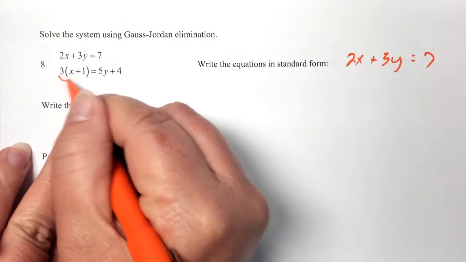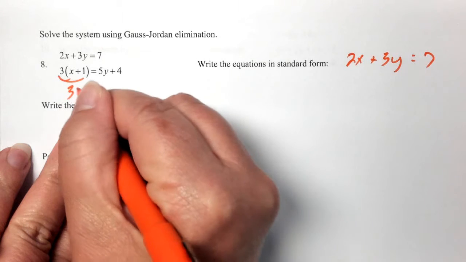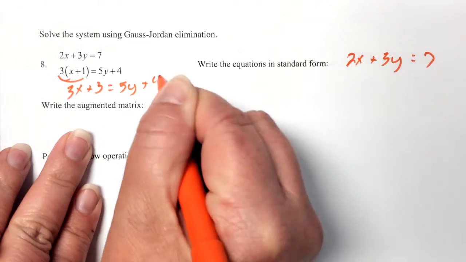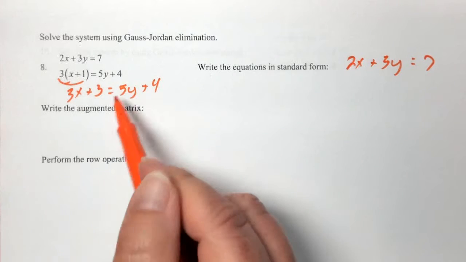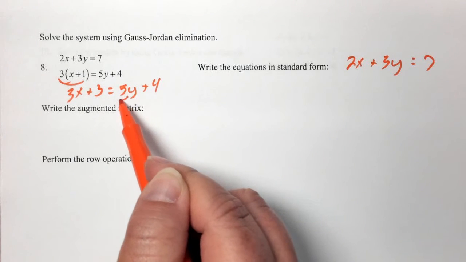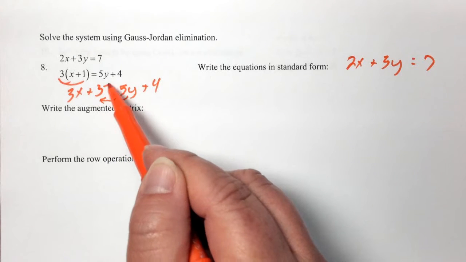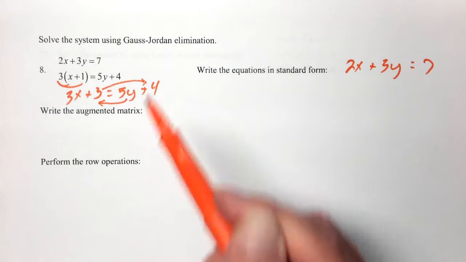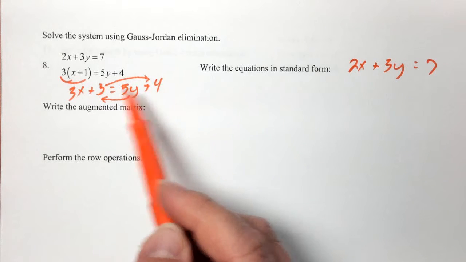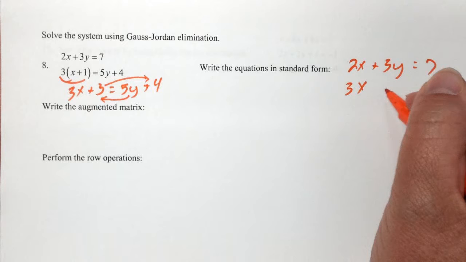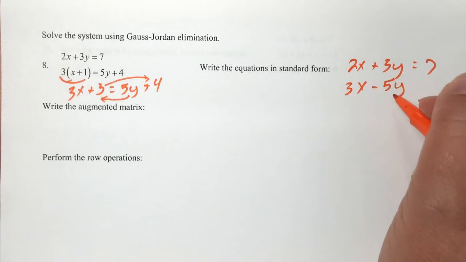Bottom equation, when I distribute the 3, 3x plus 3 equals 5y plus 4. Okay, the issue we have here is our y's are on the wrong side, so I need to bring those y's over. They'll become negative when I bring it over. And that 3's on the wrong side. It needs to move over to the right, so I have to subtract 3 on both sides so that it can come over here with the 4. All right, so when I do that, I'll have 3x minus 5y.